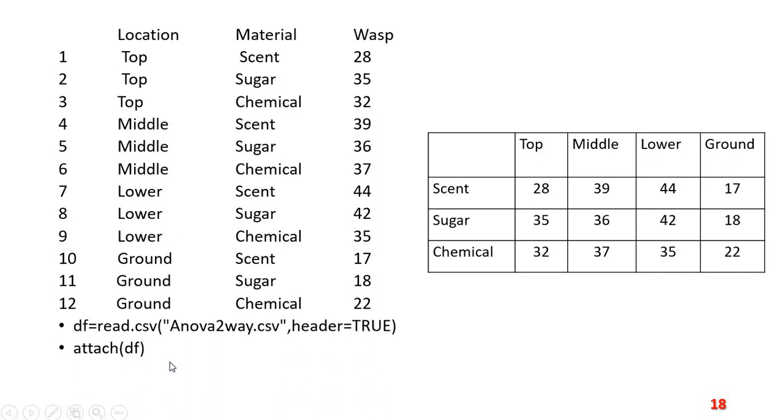Now we use the attach df command. With the help of the attach df command, we actually associate the variables to the different data. So after the attach df command, these values will be stored under location, these values under material, and these values under WASP. Prior to that, it is a total data set, not identified as different variables. So that is the purpose of the attach df command.